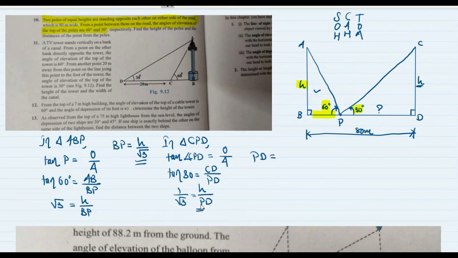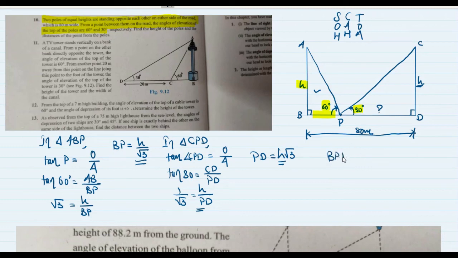How to find H out? H into root 3. H root 3. Yeah, root 3H. Okay. So we have found BP and PD. So our job is, like you can say, mostly done.